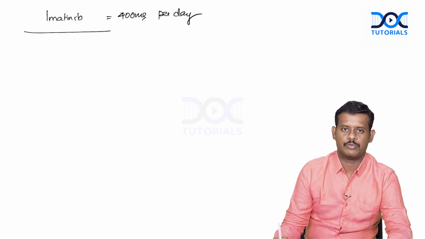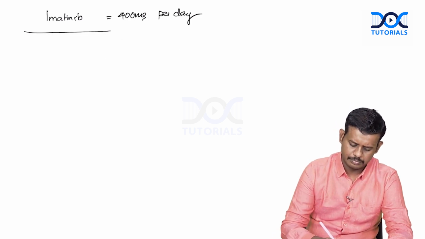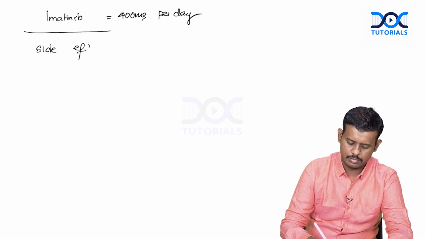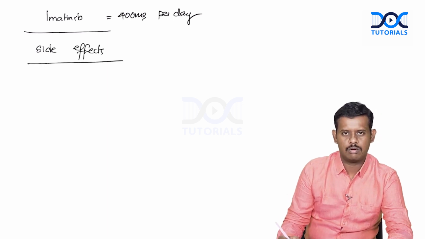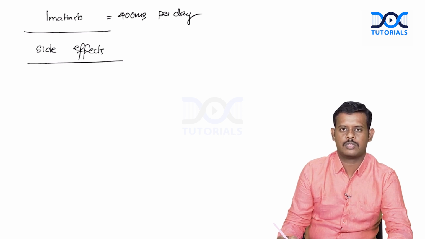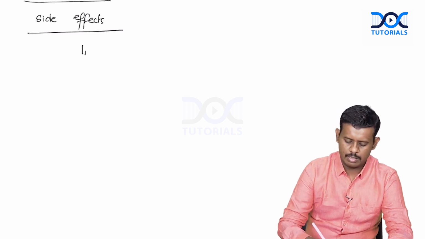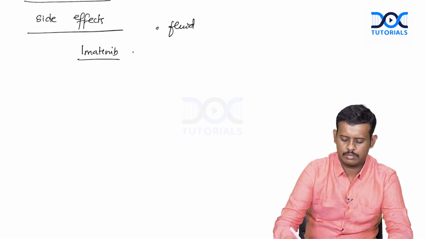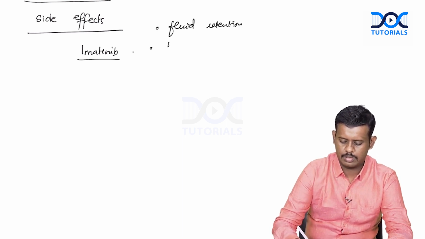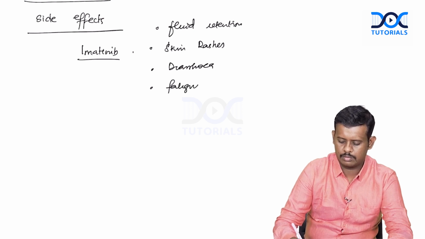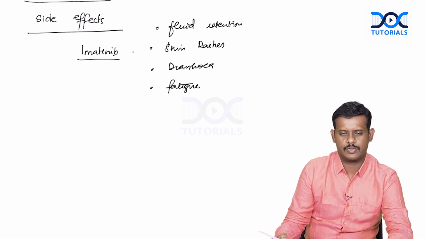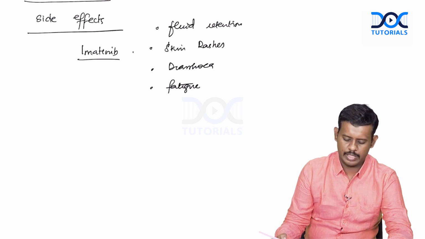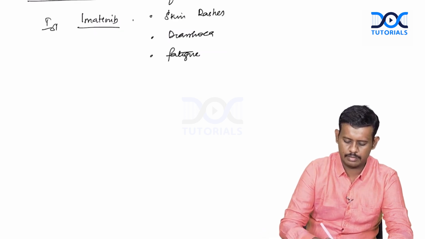Now going into the side effect profile of these drugs. What are the side effects? Let's remember the common side effects which can be useful for us for MCQs. What does imatinib give rise to? Fluid retention, skin rashes, diarrhea, fatigue. These are very common side effects which can be managed with normal supportive medications. This is the first generation TKI.